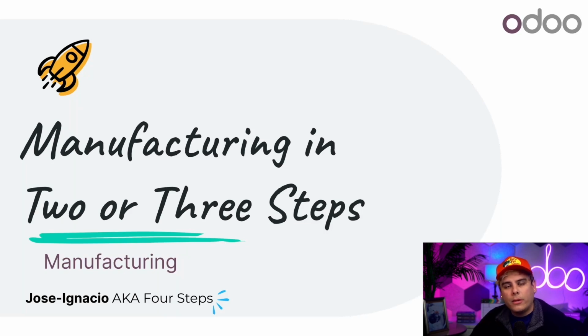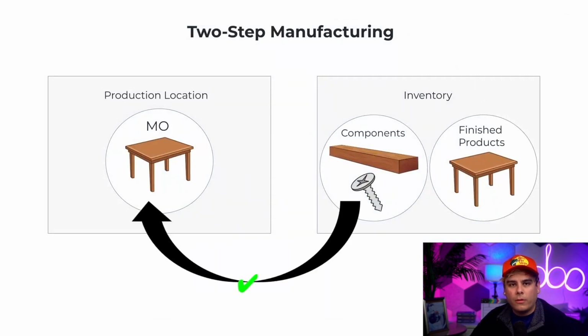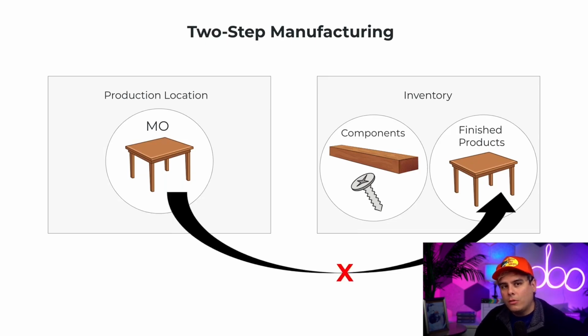For companies with larger manufacturing and inventory operations, it's often useful to track not only what gets manufactured, but also which components are used, and where the finished product goes after it's produced. In two-step manufacturing, a transfer is created to move components from the location where they are stored to the location where the manufacturing takes place. However, no transfer is created to move finished products to the location where they are stored.